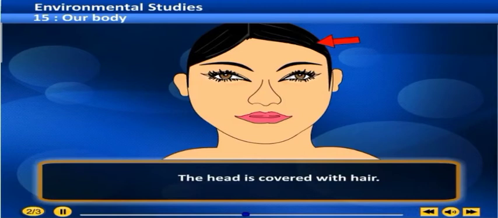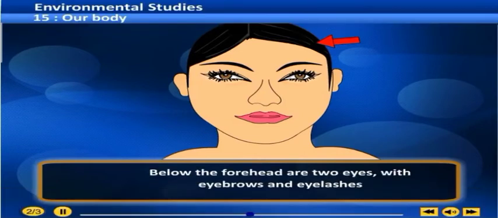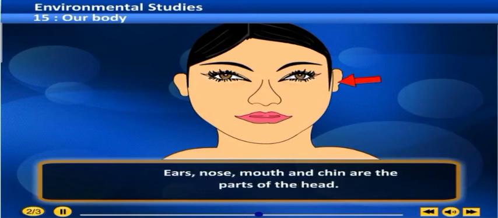The head is covered with hair. Below the forehead are two eyes with eyebrows and eyelashes. Ears, nose, mouth and chin are the parts of the head.